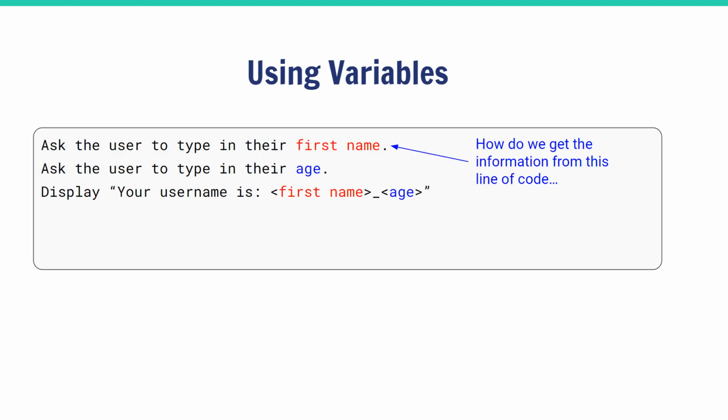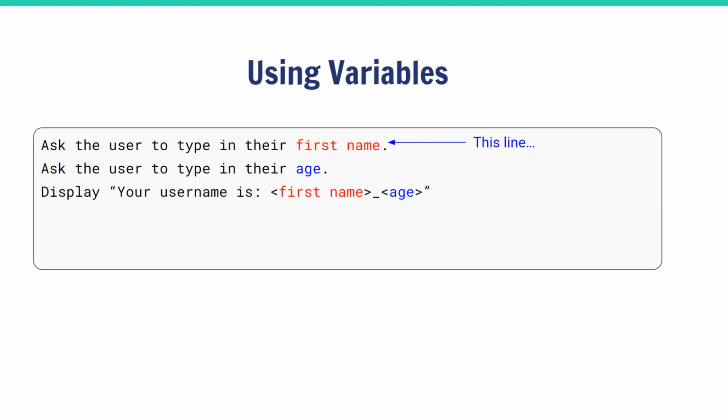So the key point is, how do we get information from the first line of code, so that is when they typed in their first name, how do we get that information down to the last line of code? Similarly, how do we get information from the second line of code, which is where they typed in their age, down to the last line of code, so it gets joined to the end of the first name and the underscore? The thing in Python is that the lines of code do not and cannot communicate directly with each other.